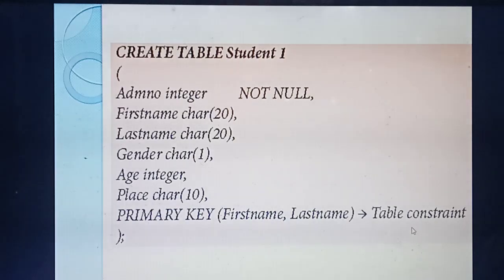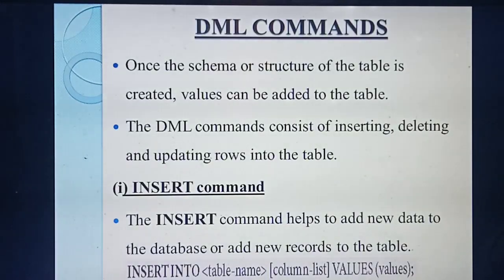Unique constraint means it will check that no two rows have the same values, isn't it? Primary key constraint means uniquely you can identify a record. Default constraint means it will check for the default values. Check constraint means it will check for the condition. Table constraint means you are applying a constraint for more than one field. That is called table constraint. Understand? Yes. So next we are going to study about DML commands.